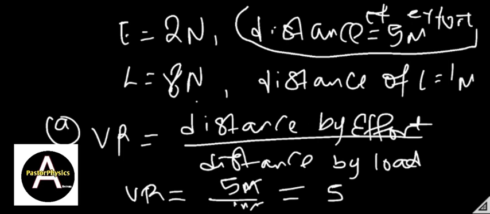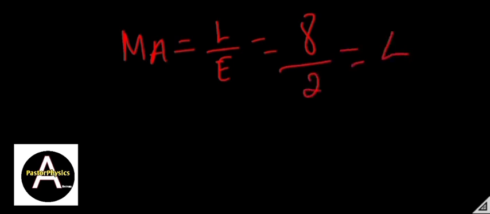Now the next question here is the mechanical advantage of the machine. We know that MA is equal to, sorry, load over effort, right? Now the load here is 8 newton, and the effort here is 2 newton. So 8 over 2 is the same thing as 4. So the mechanical advantage of the machine is 4.